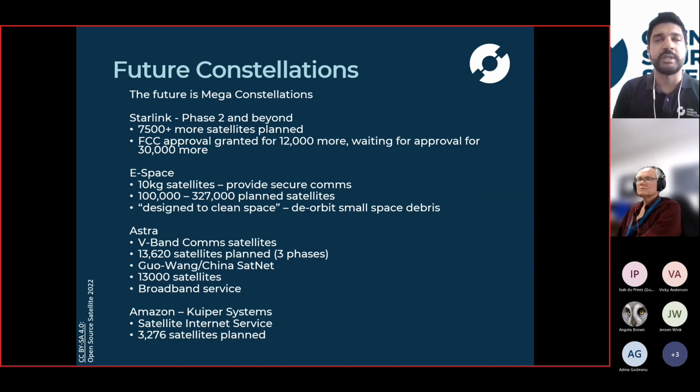The Astra mega constellation is also planned in 3 separate phases, with a total of 13,000 plus satellites planned, to provide comms and broadband from the China SatNet network. And you also have the Amazon Kuiper Systems mega constellation, which is also hoping to provide satellite internet service, with 3,000 satellites currently planned.